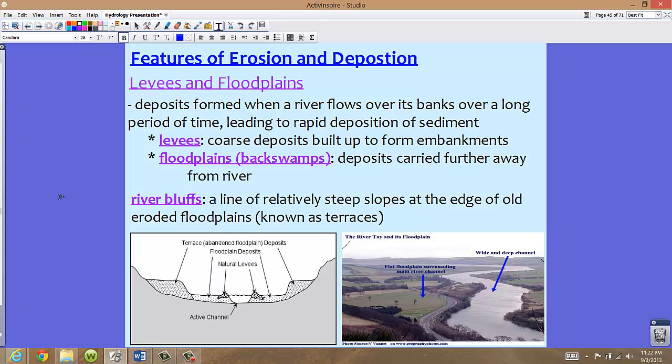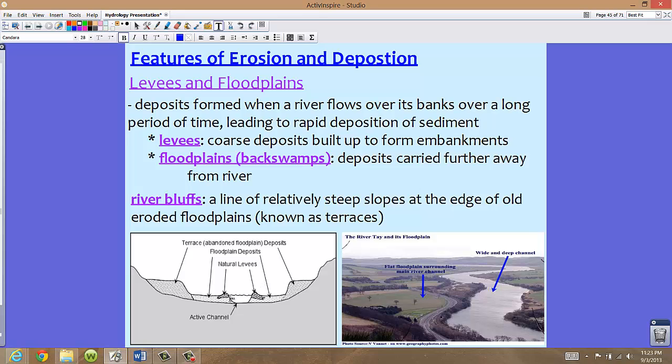Finally, we see a couple of things called levees and floodplains, and I do have pictures. I tried to choose a picture of a drawing and one that's an actual picture. Levees and floodplains occur around big rivers. We see a lot of these down the Mississippi River. These are deposits that are formed when a river flows over its banks over long periods of time. All the sediment gets deposited on the outside banks. We do see levees, and these are natural levees. These are basically coarse deposits that are built up to form these embankments.